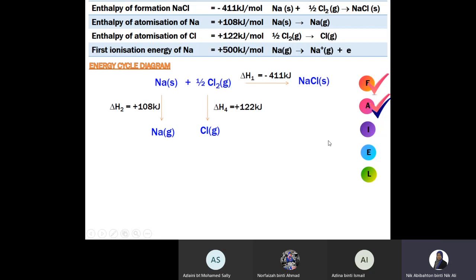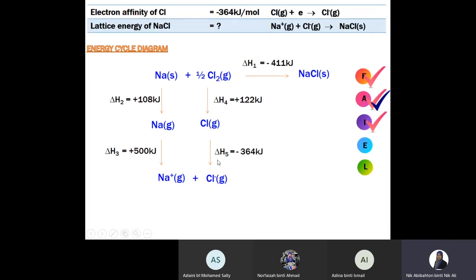Next, we have I, which is the ionization energy. So with ionization energy for the sodium, from gas will change to the sodium ion gas. Then we write the value of enthalpy, positive 500 kilojoule. Finish with the ionization energy.